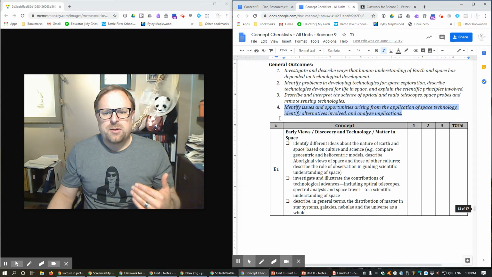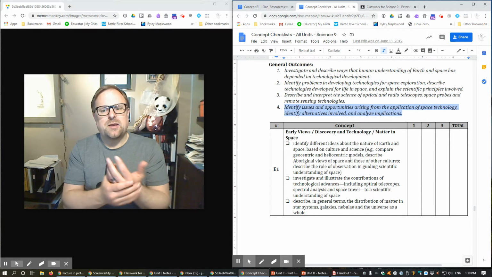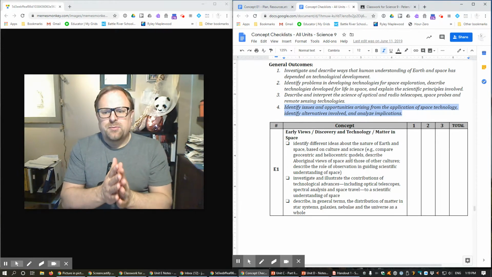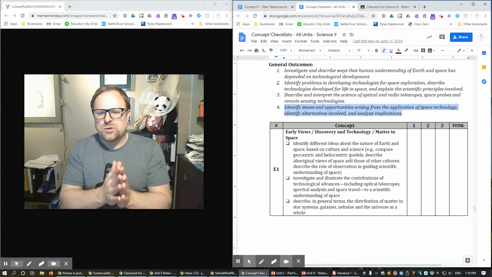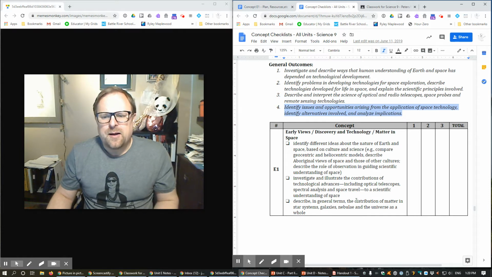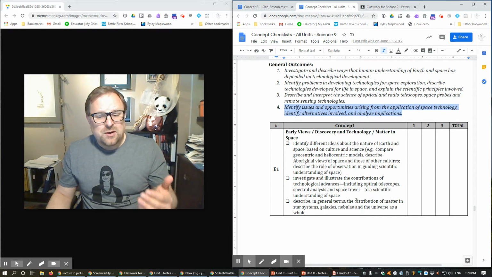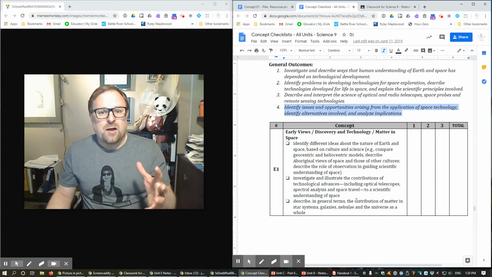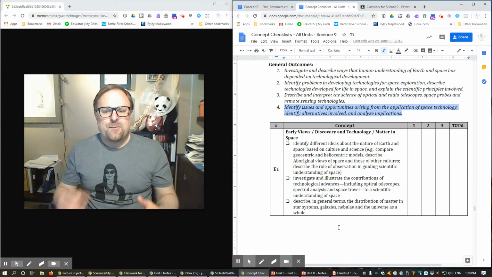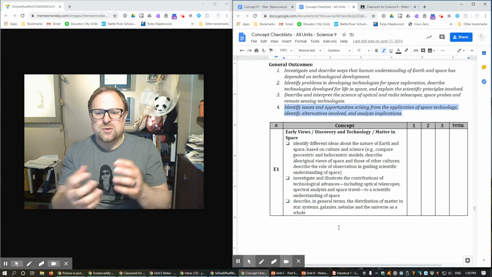Today, we're going to be working on concept E1. So we're going to have a look at the different ideas about the nature of Earth and space based on culture, and compare them, including some Aboriginal views as well, which we'll highlight briefly. We're going to investigate and illustrate technological advances, of the different kinds of tools that we've used to look at or measure what's going on in space. And we'll look at some of the history associated with that.